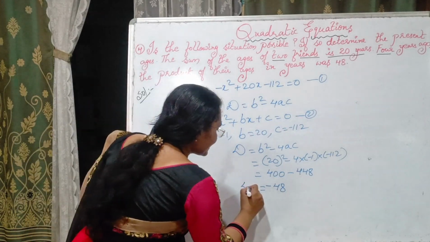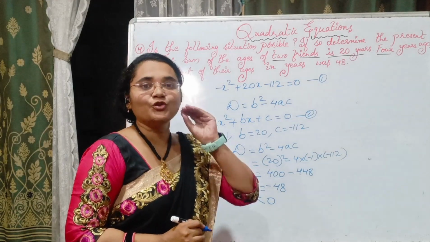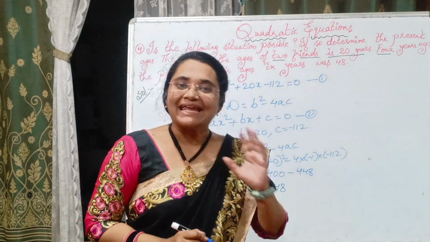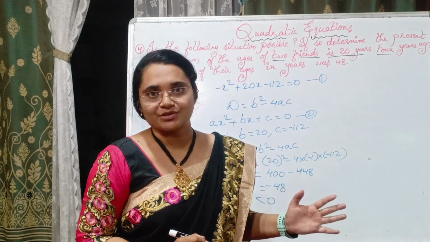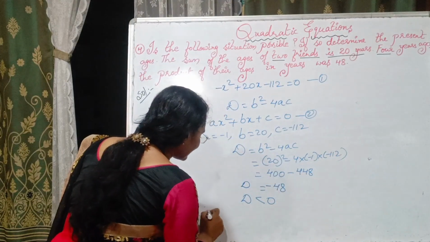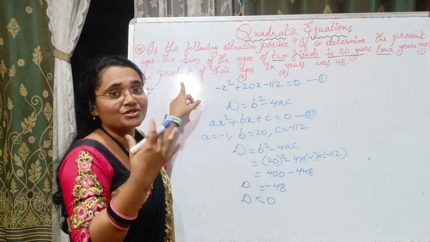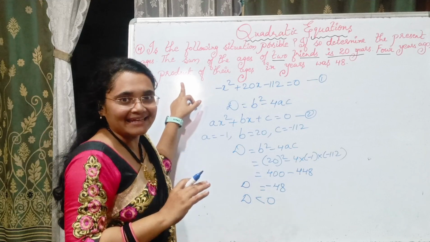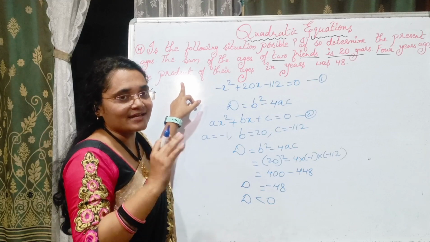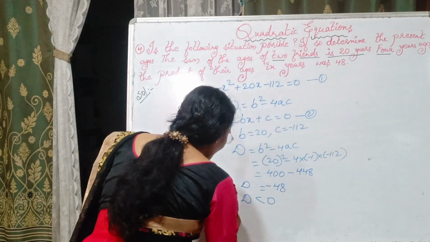So here the discriminant is less than 0. That means there are no roots. You do not need to do any quadratic formula and you don't need to find the value of any roots. So we can write directly that this situation is not possible, whatever the question you have been given. There does not exist any ages such that their sum is 20 and product is 48 for two friends. No roots.